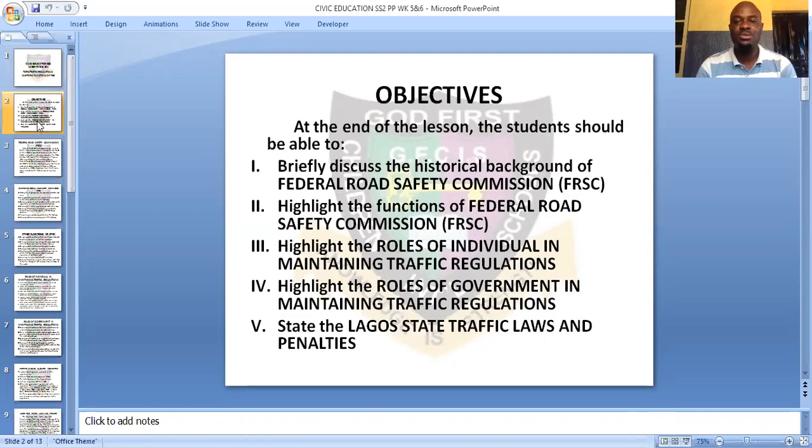At the end of the lesson, the students should be able to: one, briefly discuss the historical background of the Federal Road Safety Commission (FRSC); two, list the functions of the Federal Road Safety Commission; three, list the roles of individuals in maintaining traffic regulations; four, list the roles of government itself in maintaining traffic regulations; number five, state the Lagos State traffic laws and penalties. Now let's go to FRSC in detail.